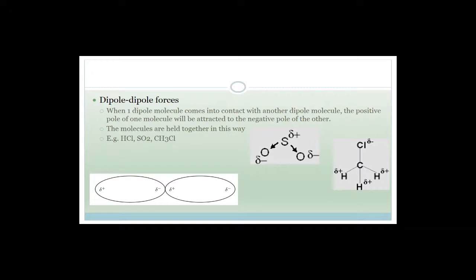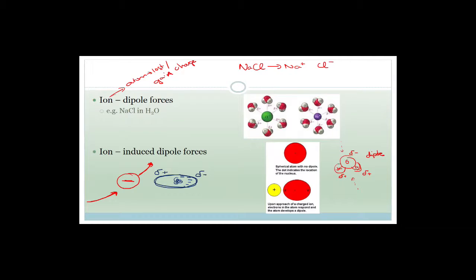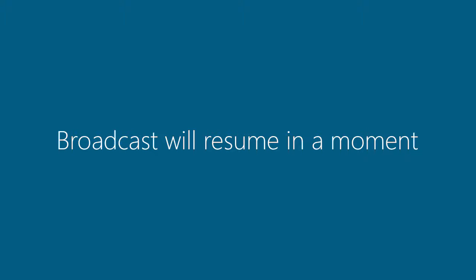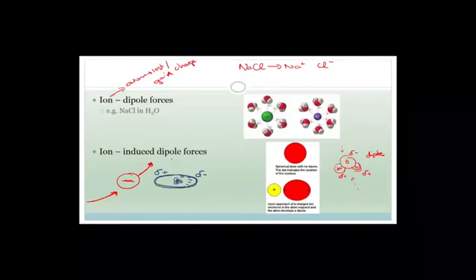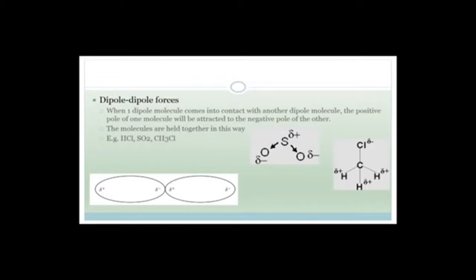Dipole forces. Okay, so far, just go back. This is when we actually have a real ion and a real dipole. Okay, this is when we have an ion and a neutral atom or molecule. Okay, and then what happens is that it induces a dipole. It makes it to be a dipole. Okay, that's what induces means. It kind of forces it or makes it to be a dipole for a very short period of time. Okay. Now let's talk about dipole forces.